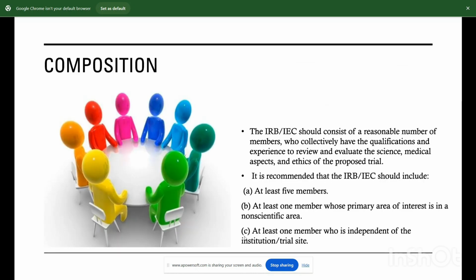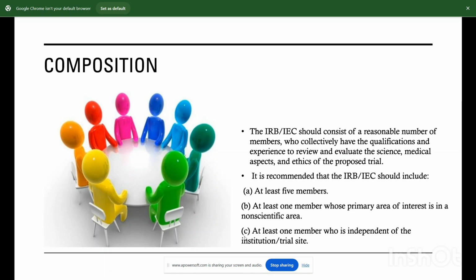So who will be the members of the ethics committee? As per the ICH guideline, different countries' regulations give different information about this composition. As per the ICH GCP guideline, it is mentioned that the EC members should have proper qualifications and experience to review any science or medical related documents, or the ethics of the study.